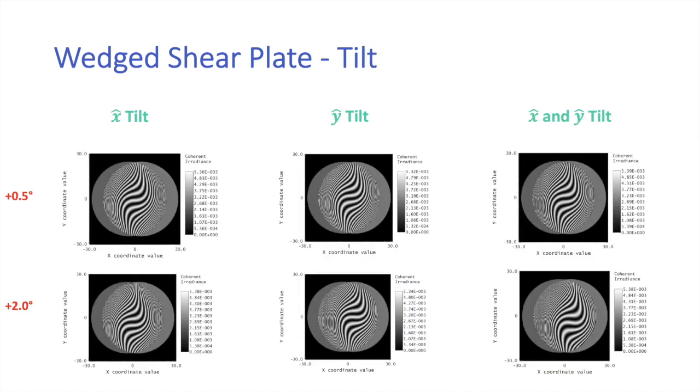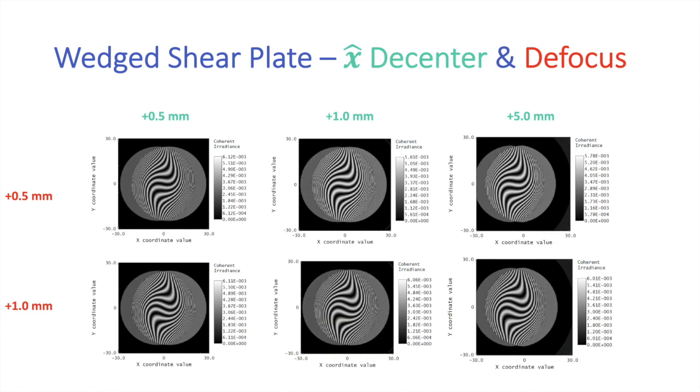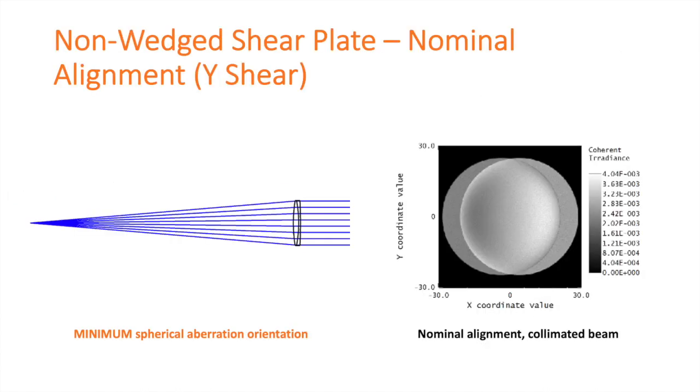Despite this, we continue to observe minimal changes between the interferograms for the same defocus, decenter, and tilt cases. Ultimately, these results match what we saw experimentally in Lab 8. Next, we analyze the same cases for a non-wedged Y shear plate.